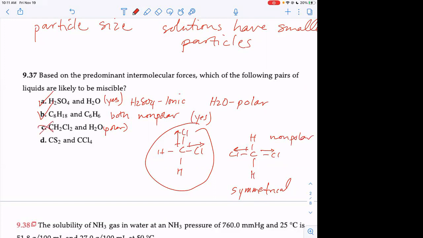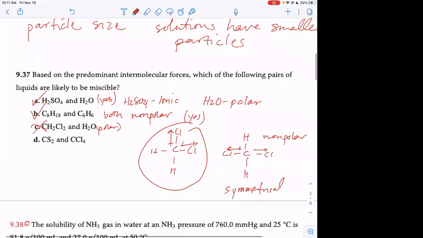And C is not miscible. Okay, CS2, CCl4. Yep, I'm pretty sure on the electronegativity chart that carbon and sulfur have the same electronegativity. But again, you could always double check that on the exam. So this one's nonpolar, and it's a linear molecule.